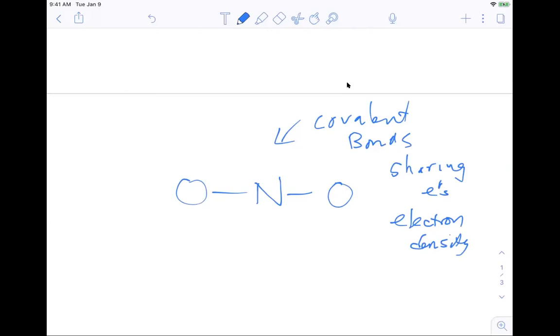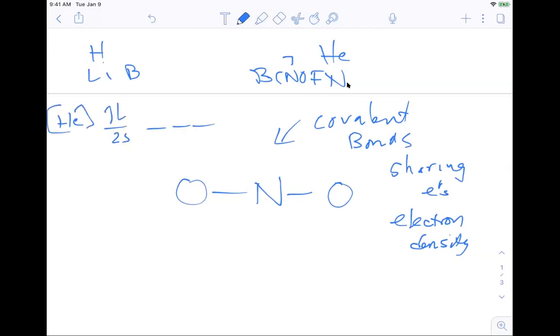Now, how are they actually sharing it? Well, if we go back to the configuration for nitrogen, you might remember, if you look at the periodic table, we have hydrogen, helium, lithium, beryllium, boron, carbon, nitrogen, oxygen, fluorine, neon. So nitrogen is 1, 2, 3, 4, 5, 6, 7. Nitrogen is element number 7, and it has this configuration: helium, 2s, 2p, and nitrogen is 1, 2, 3 in that particular case.